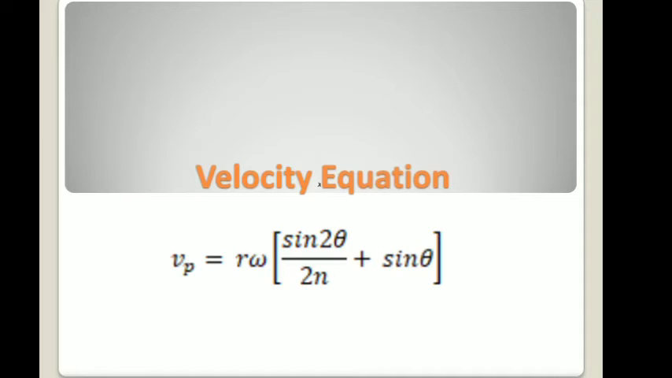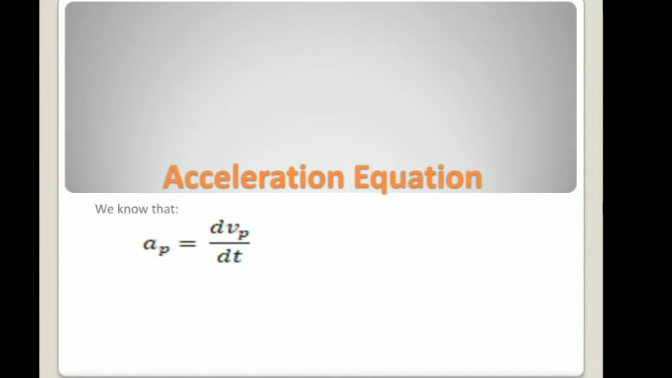This velocity equation is Vp is equal to r omega into (sin 2 theta over 2n plus sin theta), where Vp is the linear velocity of piston moving in a single slider crank mechanism. We know that acceleration is the derivative of velocity with respect to time. So we can write Ap is equal to dVp over dt, or by using the chain rule, Ap is equal to dVp over d theta multiplied by d theta over dt, where Ap is the linear acceleration of piston moving in a single slider crank mechanism, and d theta over dt is omega, which is the angular velocity.